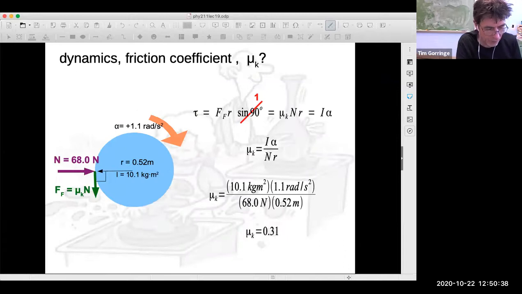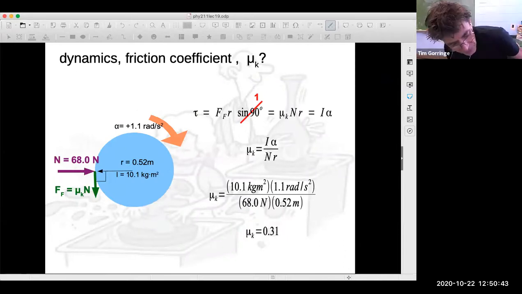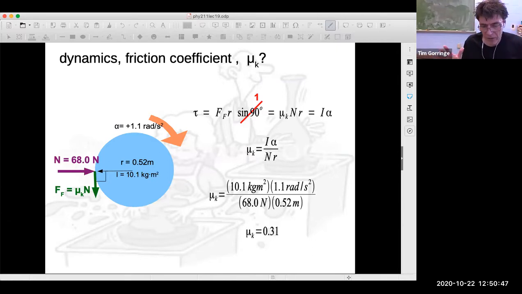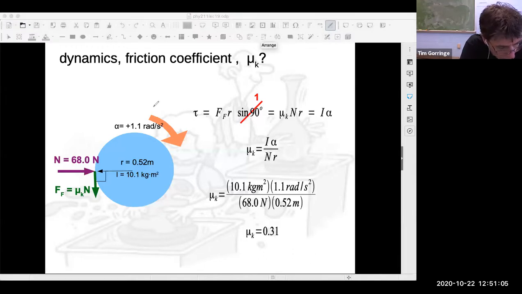Now the more fun bit, I think, the more interesting bit. Now we're going to move on from kinematics to dynamics, and now we're going to involve our laws of rotation, the second law of rotation. And ultimately, we're going to calculate the coefficient of friction.